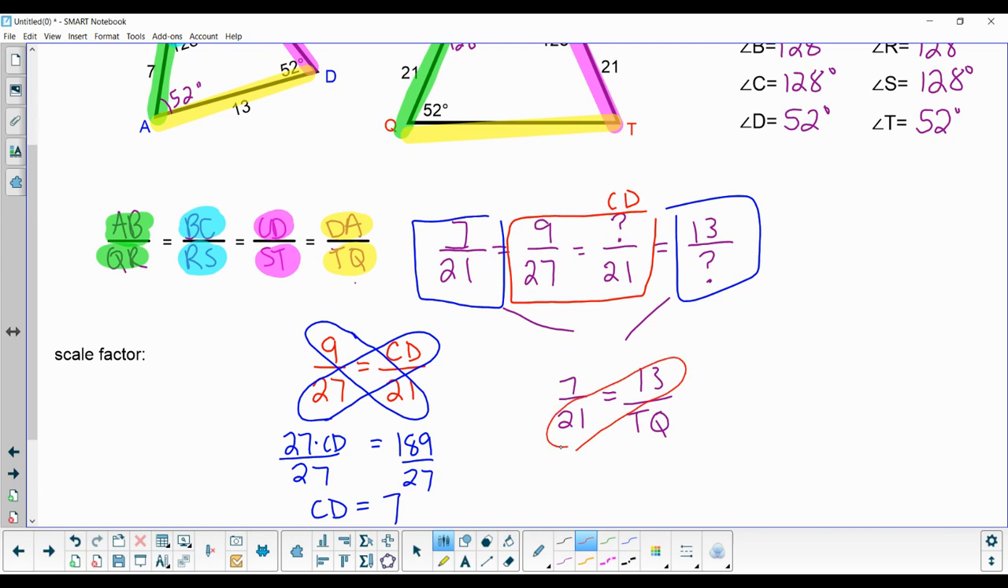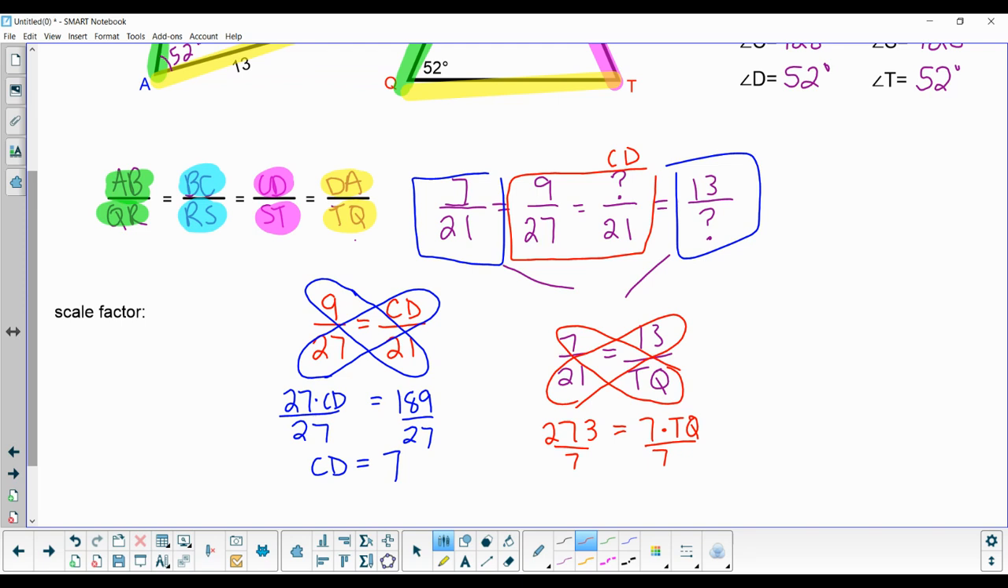I get 7 times TQ on this side. And then over here I have 21 times 13, which is 273. And again, I want to get TQ by itself, so I'm going to divide by 7. And I get 39.